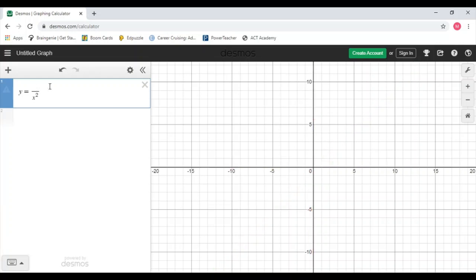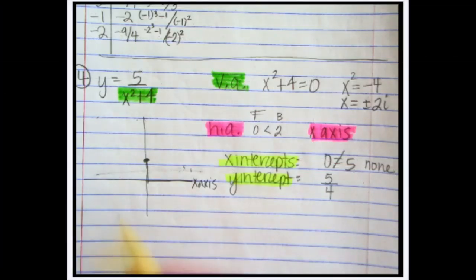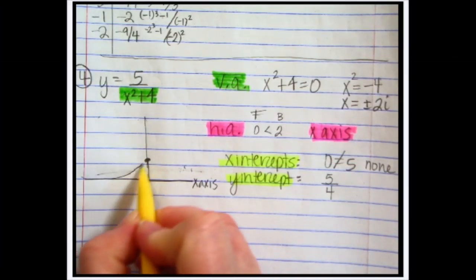Okay, so we have 5 over x squared, okay, plus 4. So we get like a hill. Okay, and the y-intercept is our height. Okay, so just a little hill here as our graph. But it does match everything that we had stated. Okay, so just go up there and do that.